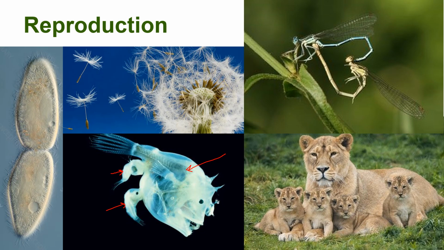Above that, we have a dandelion. Of course, plants have to reproduce as well. There are sexes in plants. There's male and female plants, or sometimes a plant is male and female, but they do actually produce sperm cells. They're found within pollen, they have sex, and they reproduce new seeds.